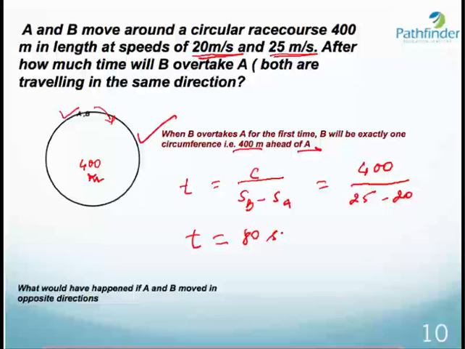Now what would have happened if A and B had moved in opposite directions? In that case, the question would remain the same with only a minor difference, that the time required would be equal to the circumference upon SB plus SA, because what would change in that case would be the relative speed between A and B. The rest of the question would remain the same. That is, when A and B travel in opposite directions and when they meet for the first time, the total distance traveled together will still be one circumference.